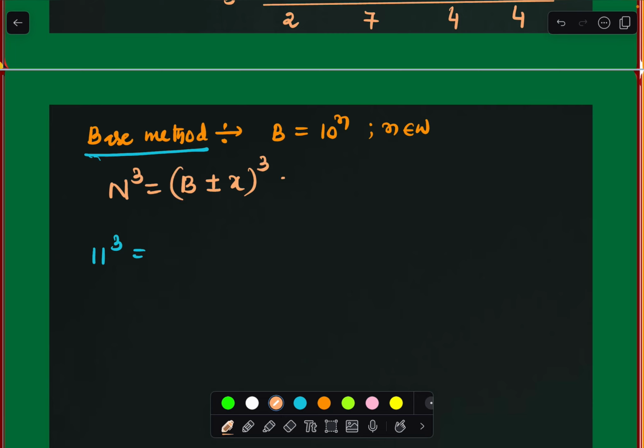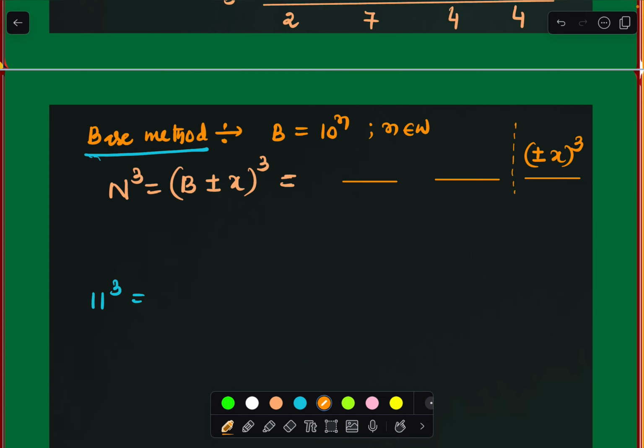So how do we get the rightmost part of this number? In the base method, as many steps as the power of the base, that many places we have to calculate. The rightmost part is the cube of how much excess or deficiency there is. If it is more, we write plus x whole cube; if it is less, minus x whole cube. That is one step.